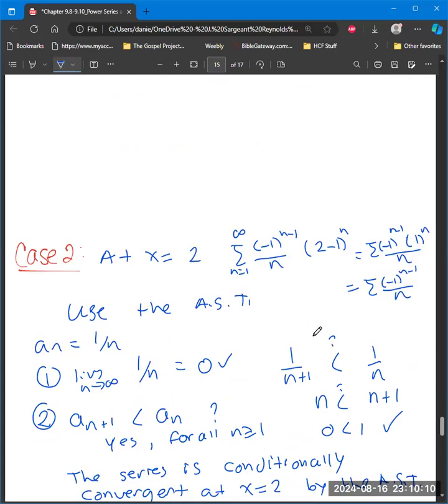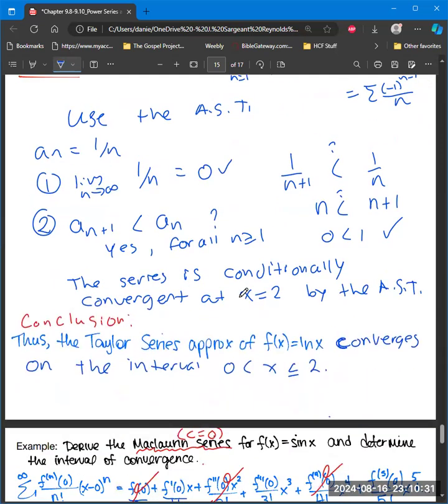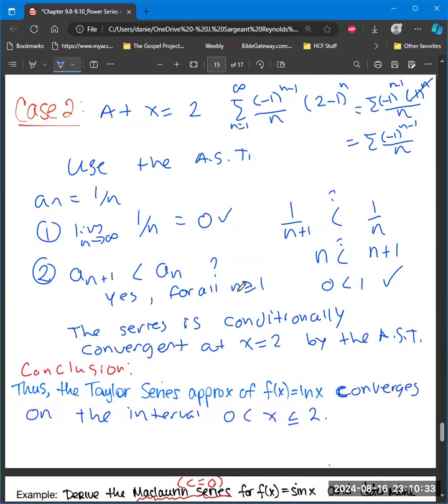And then at x equals 2, I'm going to stick 2 in here, and that's going to be the summation from n equals 1 to infinity of -1 to the n minus 1. 2 minus 1 is going to be 1 to the n, so that's not going to change anything, over n. Now this is going to be an alternating series. I already know that the series with 1 over n is not going to converge, it diverges, so I'm going to jump straight into the alternating series test.